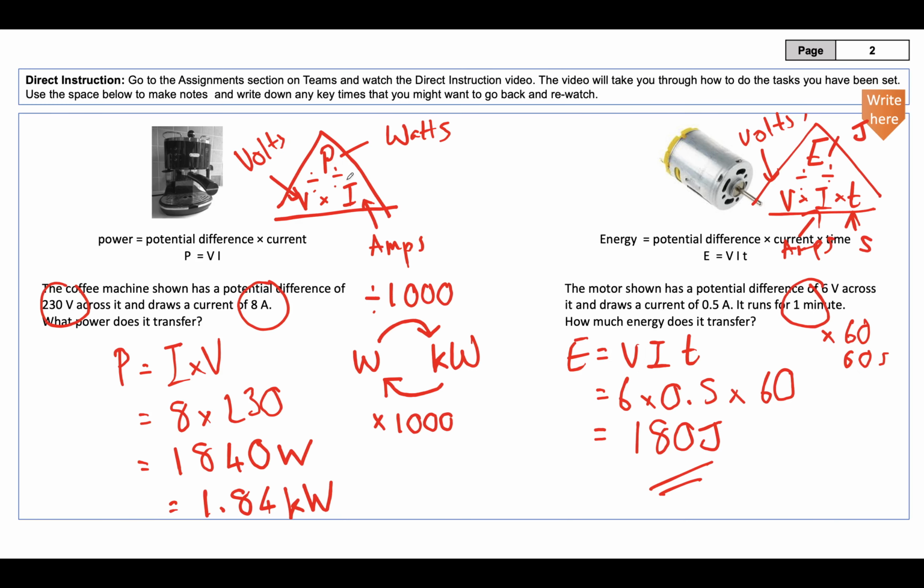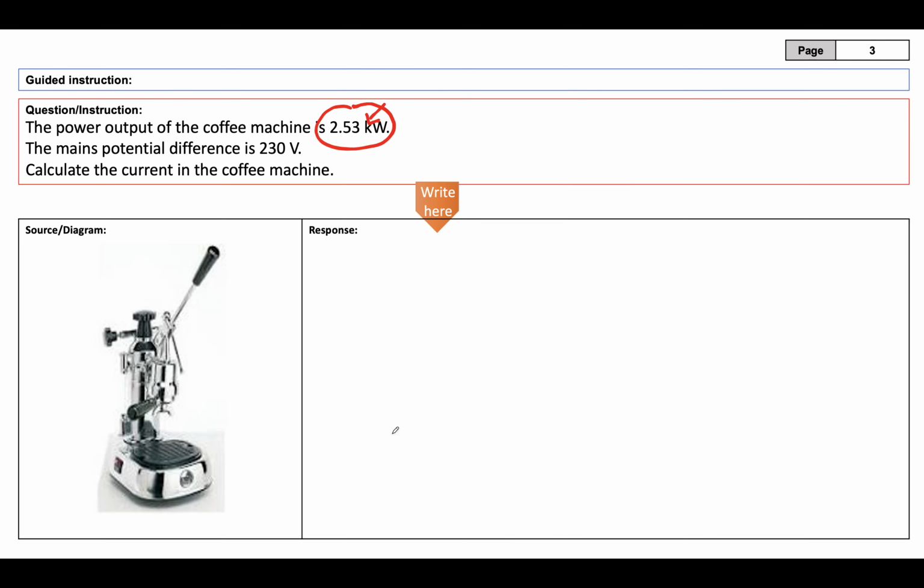If we flick back to the data sheet, we know that if we're going from kilowatts to watts, we're multiplying by 1,000. So I'm going to multiply that by 1,000 straight away, and that's going to give us 2,530 watts. Be very careful, they'll always try and catch you out like that. We have a mains potential difference, and it's asking us to work out the current.